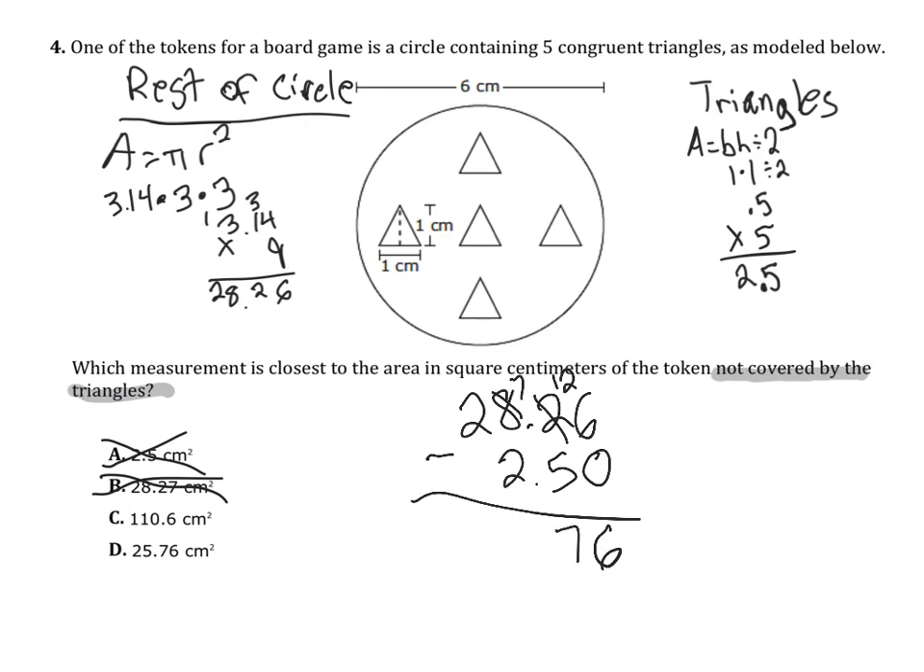12 minus 5 is 7. Bring your decimal straight down. 7 minus 2 is 5. And 2 minus nothing is 2. So we get 25.76 centimeters squared.